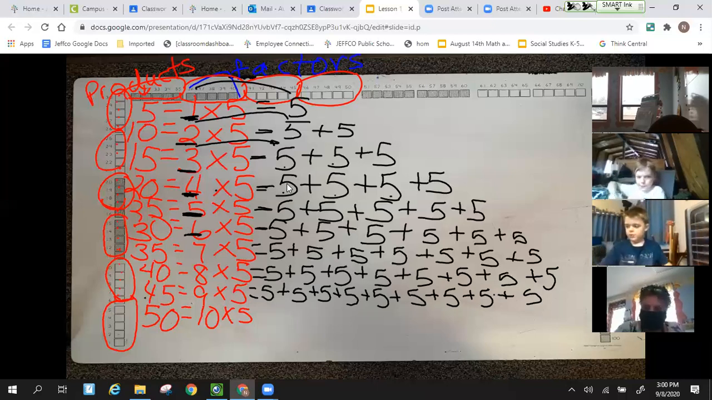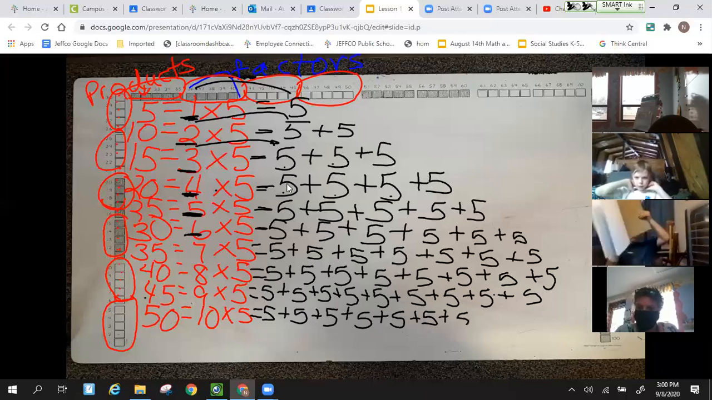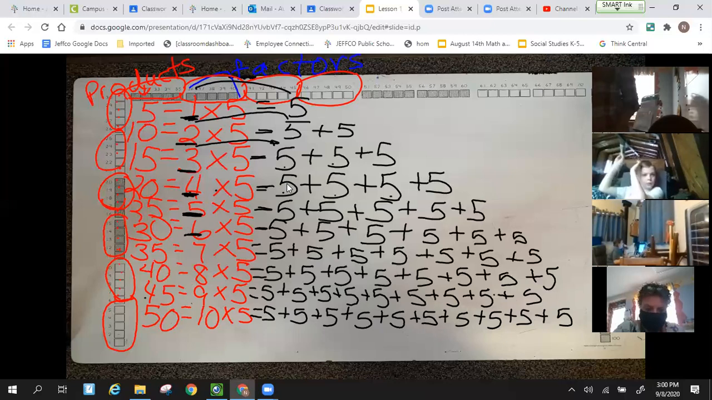And last but not least, how about Gabe? 10 times 5, how many 5s would I add together to get 50? Very good. 1, 2, 3, 4, 5, 6, 7, 8, 9, 10. So my question to you, is multiplication related to addition? Yes, it is, if it's repeated addition, not just regular addition.